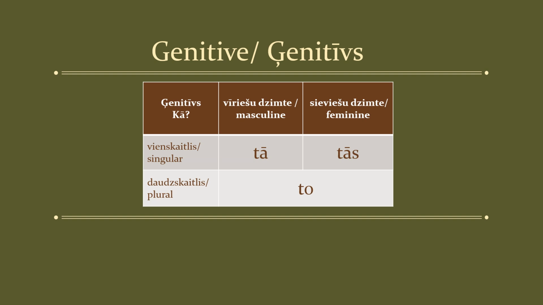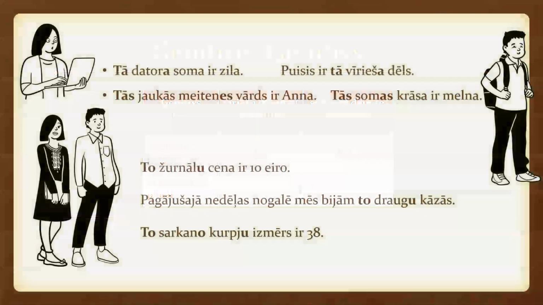Now masculine singular, which was tas in nominative, changes to tā. Feminine will look like plural: tā changes to tās. Now it's the genitive, the singular genitive form, the possessive form. And plural genitive will be to for both genders. Now let's see how it looks in sentences.